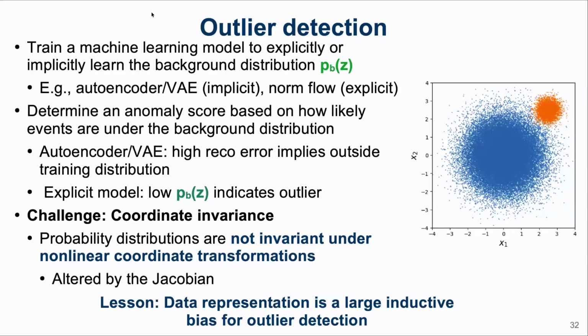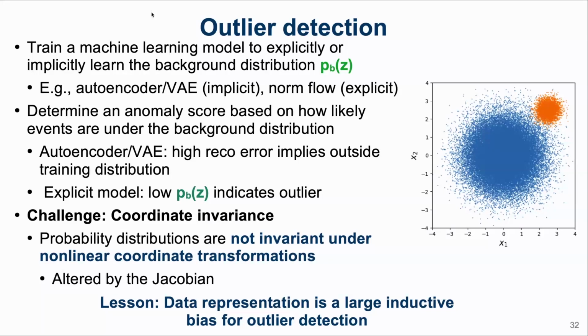You're learning essentially just the background probability density. You can either learn that explicitly with something like a normalizing flow, or if you just train an autoencoder or a VAE, which people use often, and then use the reconstruction loss as an outlier detection method, I would say that's implicitly learning the background probability distribution or something related to it, because it's only learning the background.